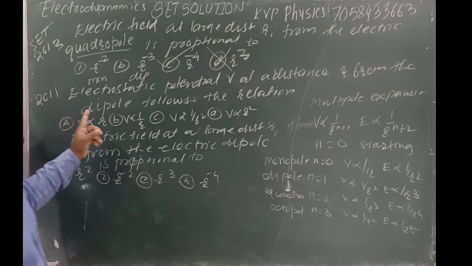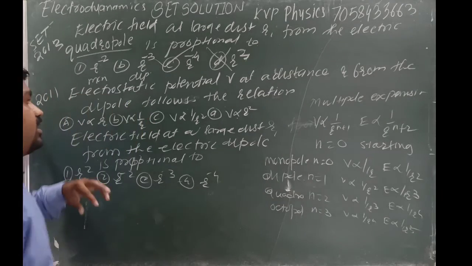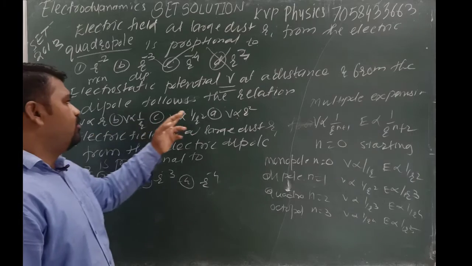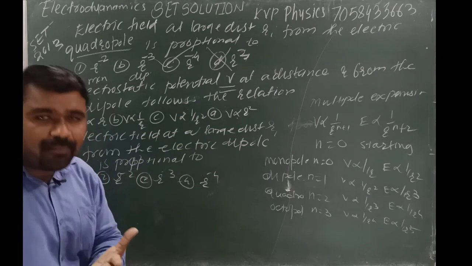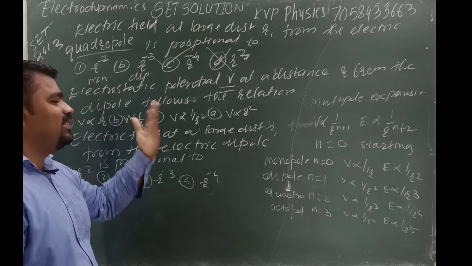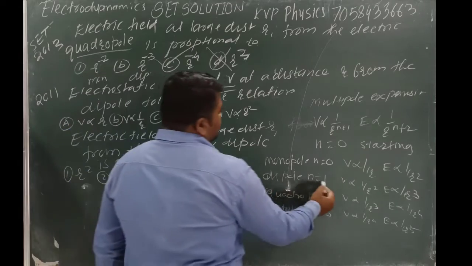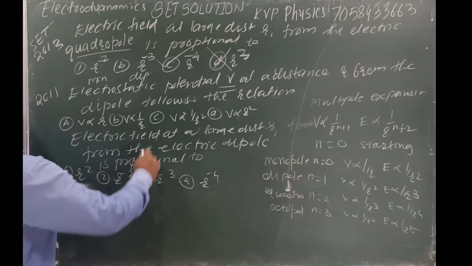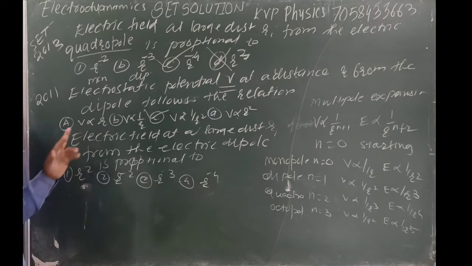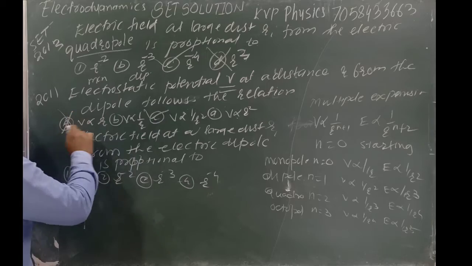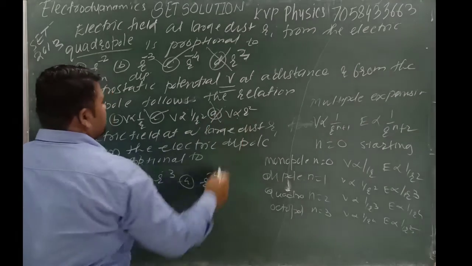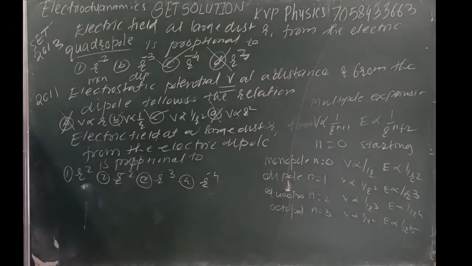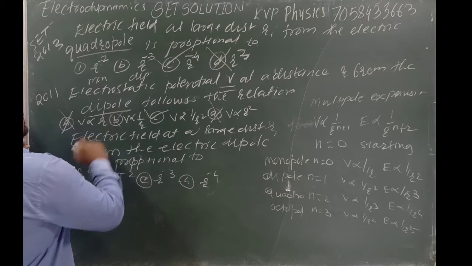Okay. Next, second, electrostatic potential at a distance r from the center of a dipole follows the relation. Here they ask dipole and potential. Dipole n is equal to 1, potential 1 by r square. 1 by r square means option number C is correct. Option number A and D are not correct. Why? Because r square is never possible here, and this is for monopole. They ask for dipole. What is the important thing here?